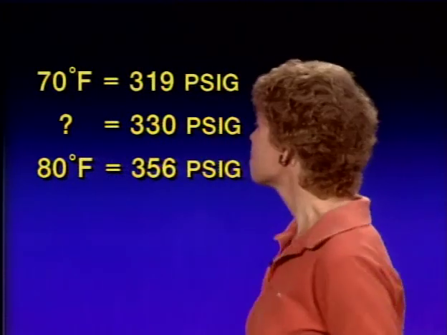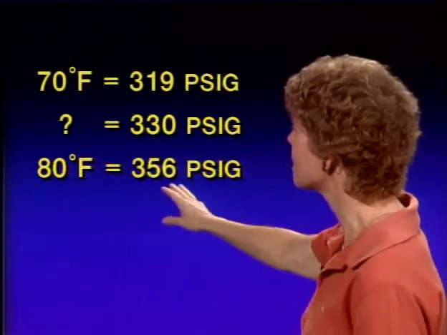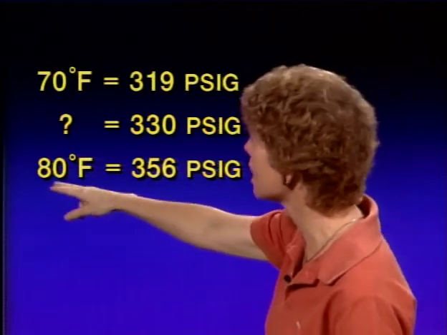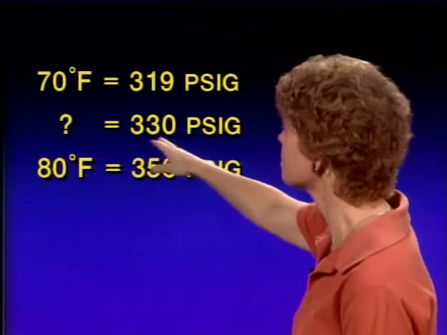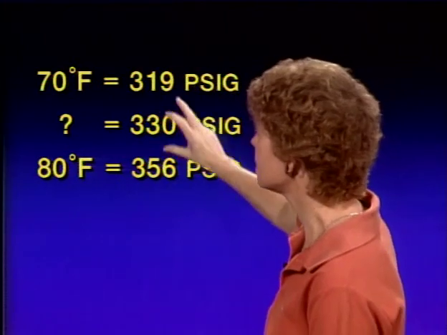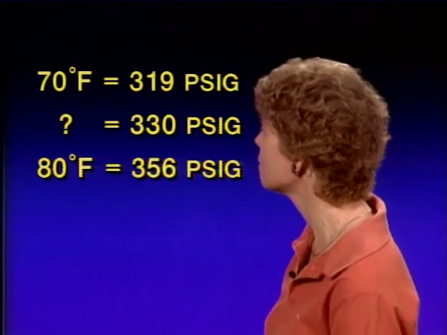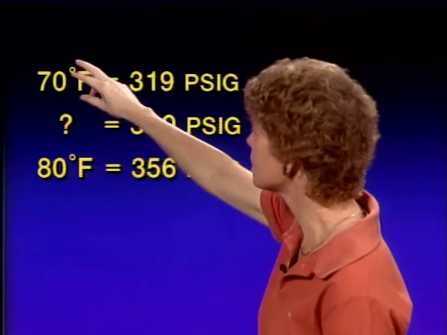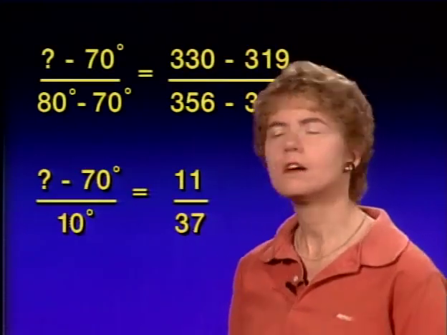At a minimum pressure of 319, our allowable temperature is 70 degrees. At a minimum pressure of 356, our allowable temperature is 80 degrees. The FAA says that our minimum pressure is 330 psig, and that's between 319 and 356. So our temperature, which we don't know yet, it's shown by the question mark, is going to be somewhere between 70 degrees and 80 degrees. And again, we want to set up our formula in order to figure out the ratio on that. And the numbers look like this.